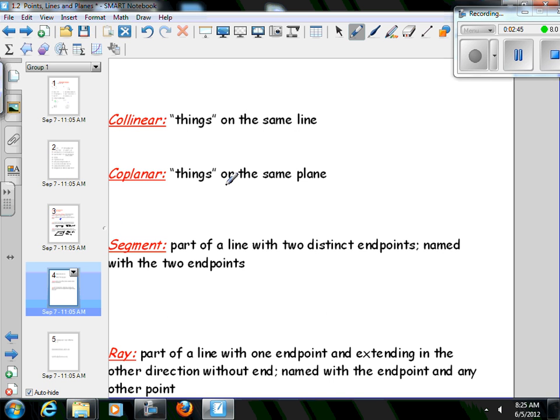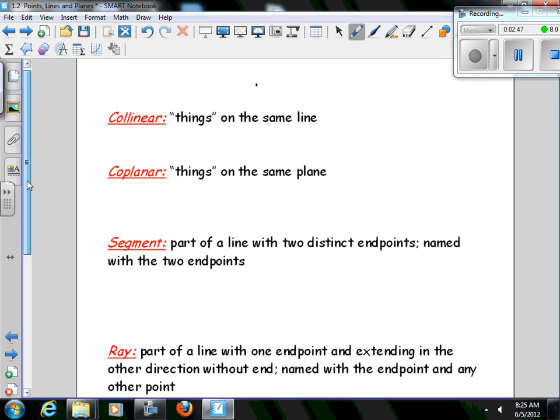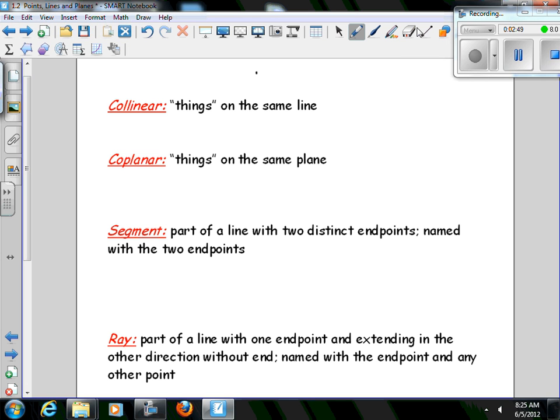So let's move on. Some other definitions. If something is collinear, this means things that are on the same line. So for instance, if you have this line like so, and you have 3 points on it, say points A, B, and C, those are collinear.